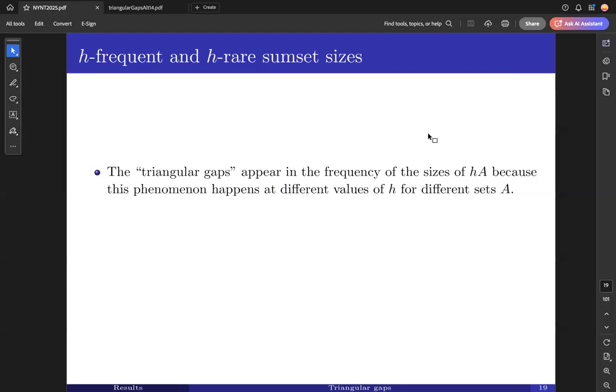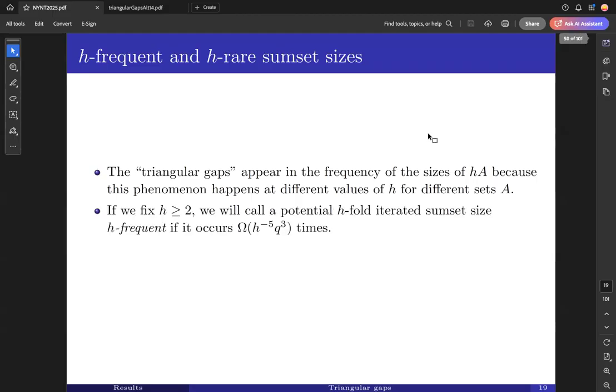So the triangular gaps appear in the frequency of these sizes of HA because this phenomenon happens at different values of H for different sets A. So each A belongs to a unique B star H. If it belongs to B star H, it's not going to belong to B star H prime, right? That's that critical H value for which it is a B of H set, but not a B of H plus 1 set. And I should mention all sets are B sub 1 sets because A is just A. Its maximum size is just 4. So the critical H could be 1, but every set has some critical H.